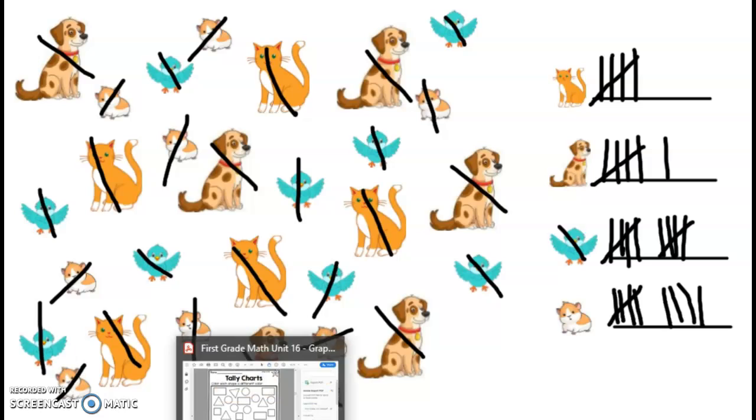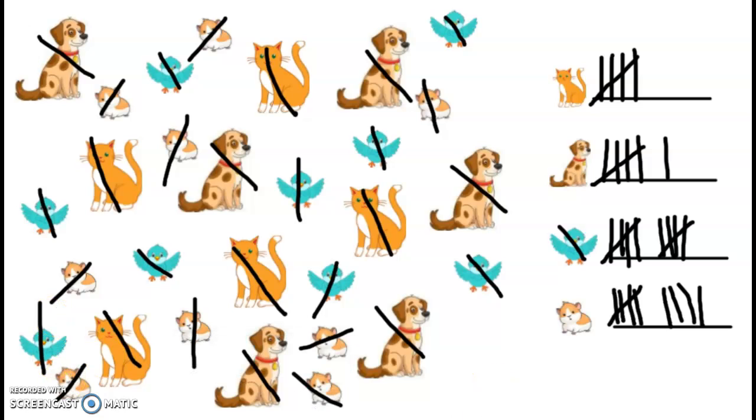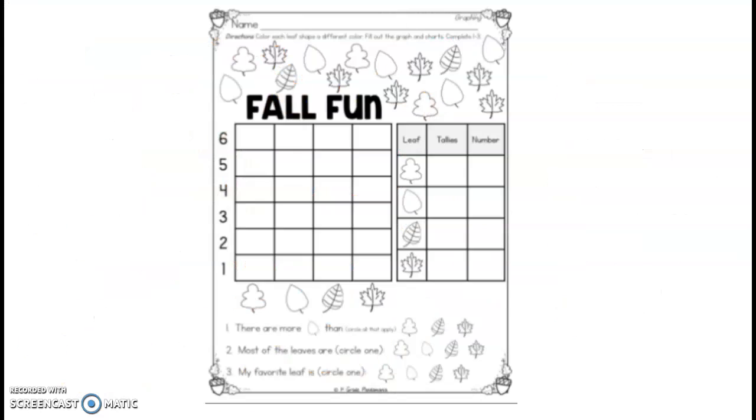So that's how we take information from a picture and turn it into a tally chart. I can easily read that there are 5 cats, there are 6 dogs, there are 10 birds, and there are 9 hamsters. Now we're going to do another one.